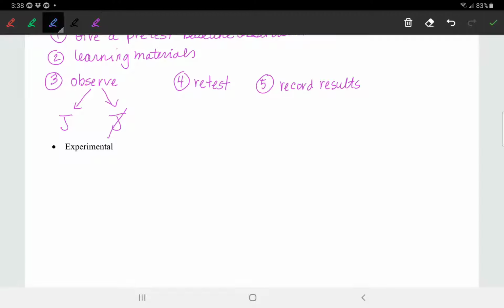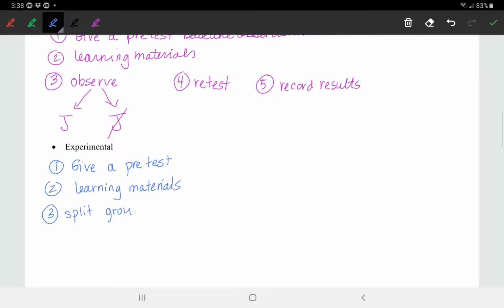If it was experimental, one thing that we could do, many of it would stay the same. Again, we could give the pretest so we can get the baseline observation. And again, we'll hand out the learning materials, whatever we are asking the participants to learn. But now, instead of just watching what happens, the researcher is going to split the group. In this case, into 2.